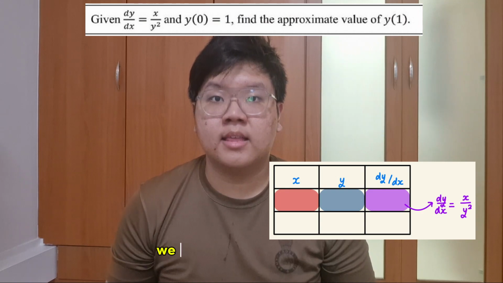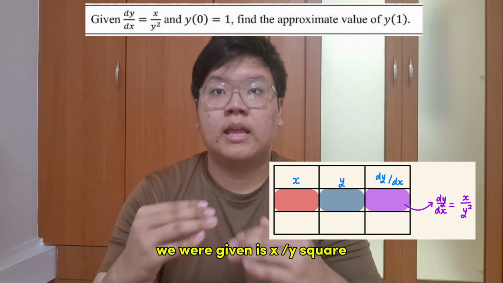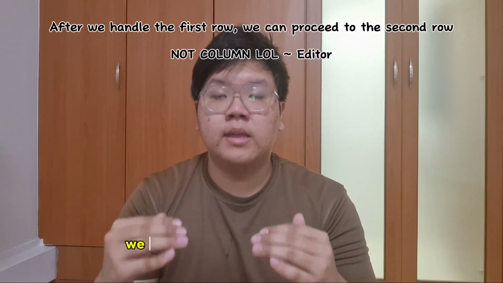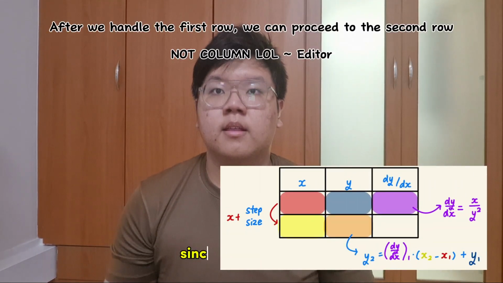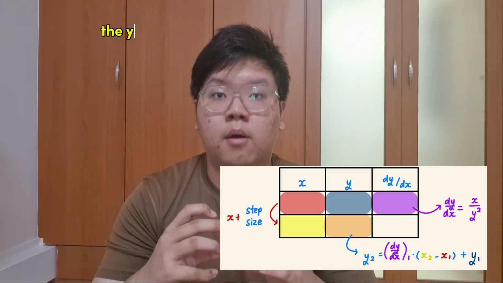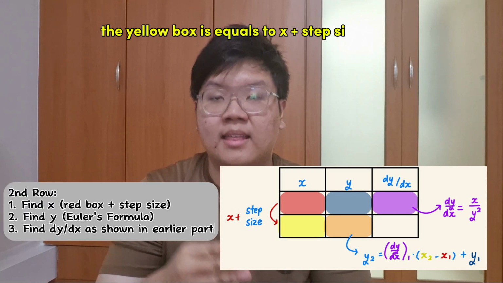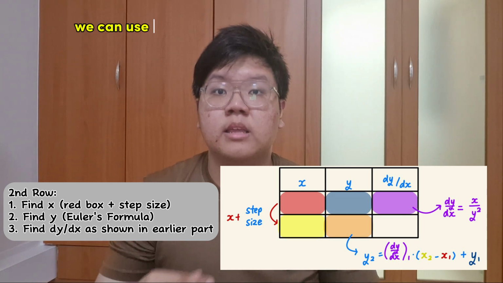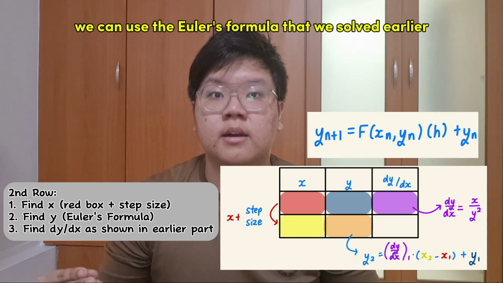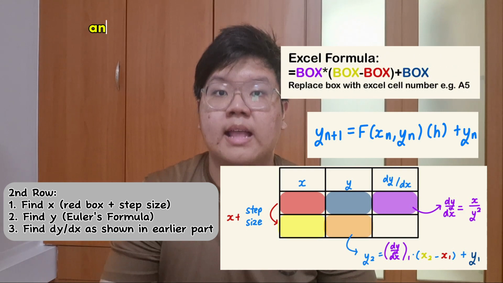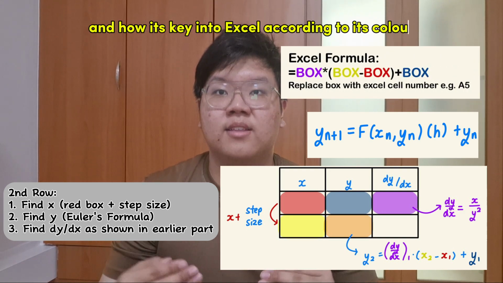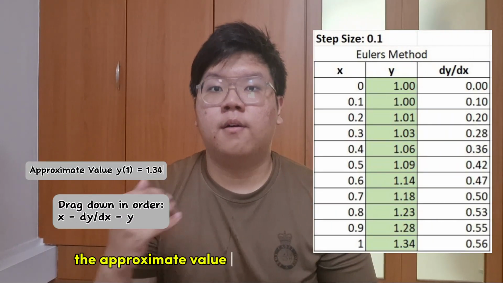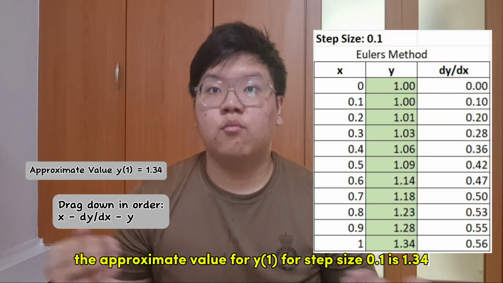For dy over dx, we were given x over y squared, so you can key this into the formula. After we handle the first column, we can proceed to the second column. Since the step size is 0.1, the yellow box equals x plus step size. For y, which is in orange color, we can use the Euler's formula that we solved earlier. Here is the formula and how it's keyed into Excel according to its color. If done properly, the approximate value for y1 for step size 0.1 is 1.34.